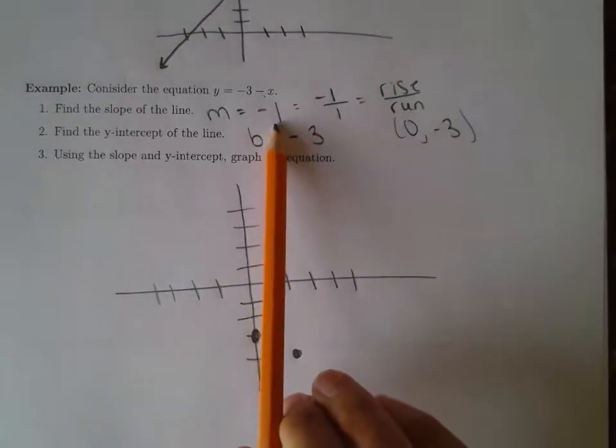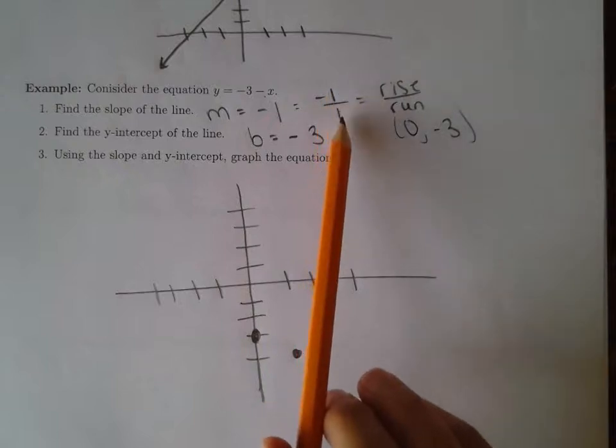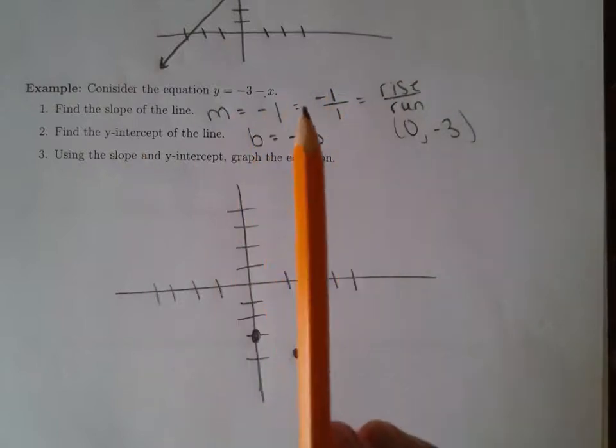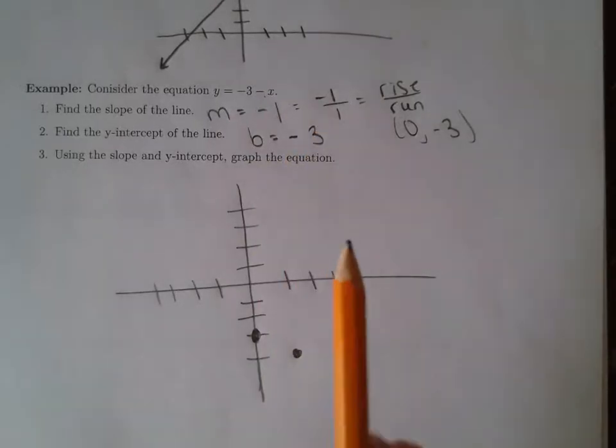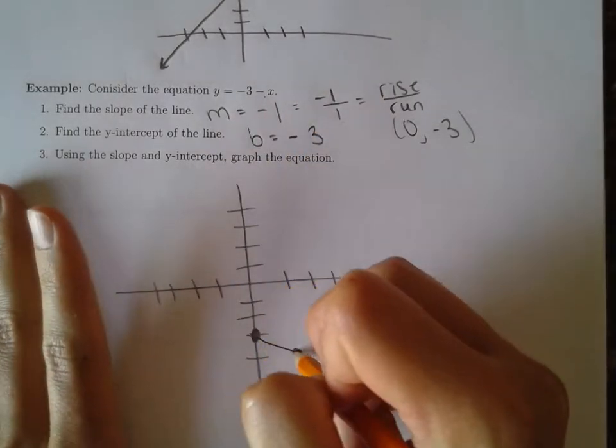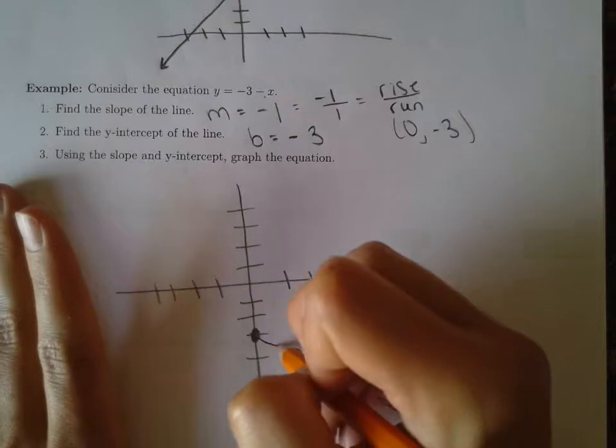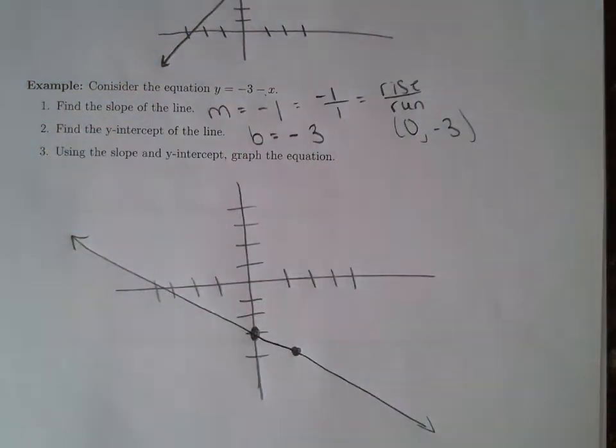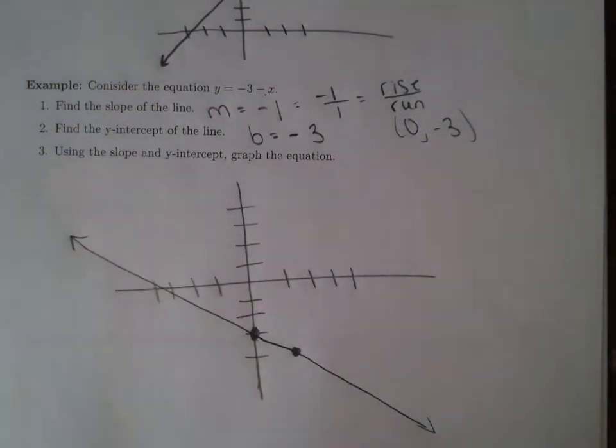If you took this -1 and wrote it as 1 divided by -1, because that's still -1, you're still going to get the same line, as long as you have one of them being negative. So there's the graph of that line.